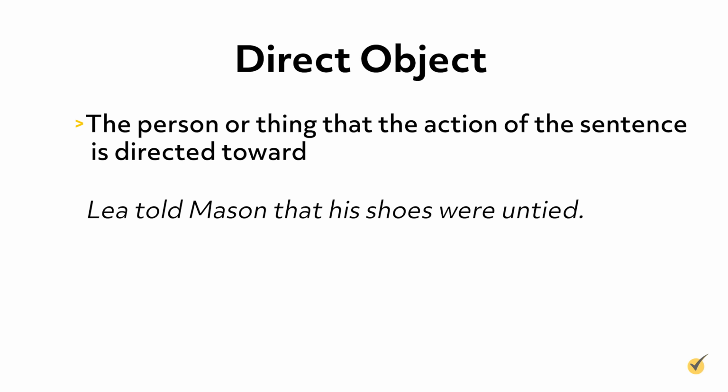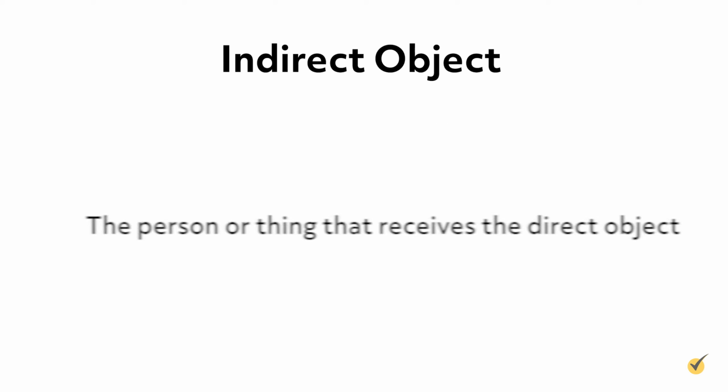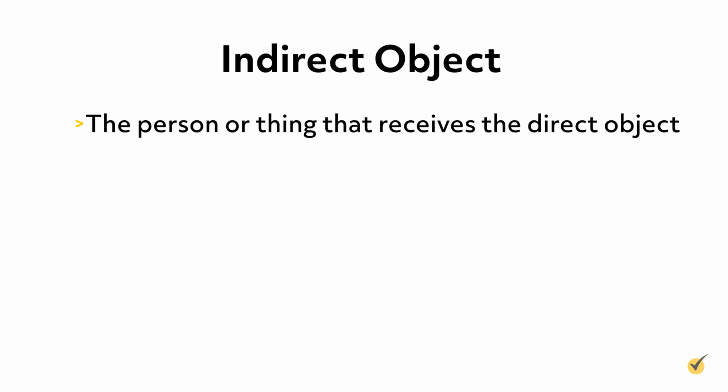Here's another example. Leah told Mason that his shoes were untied. In this case, the noun Mason is the direct object of the sentence because he is the recipient of the action told. The indirect object of a sentence is the person or thing that receives the direct object. Here's an example. I sold my book to Ivan.